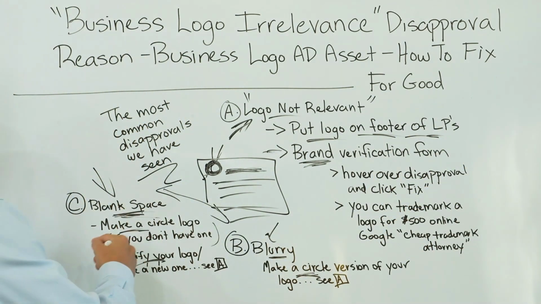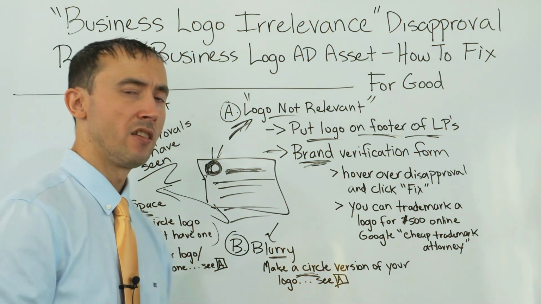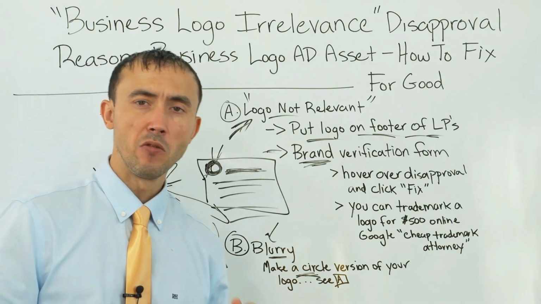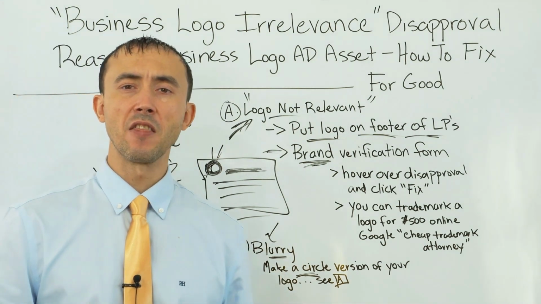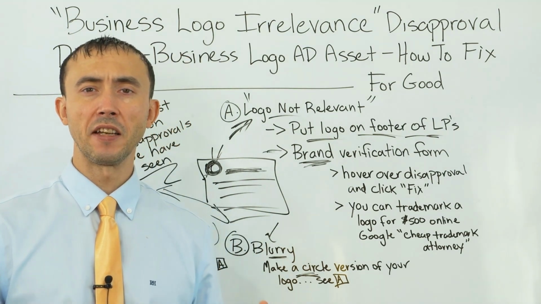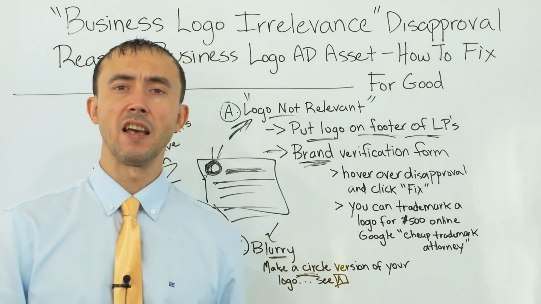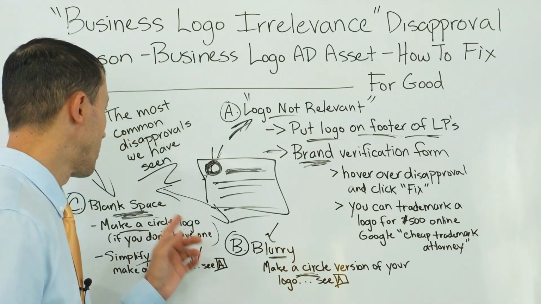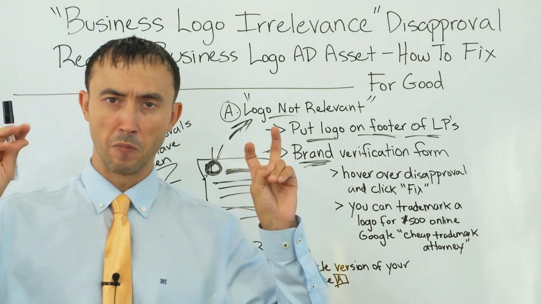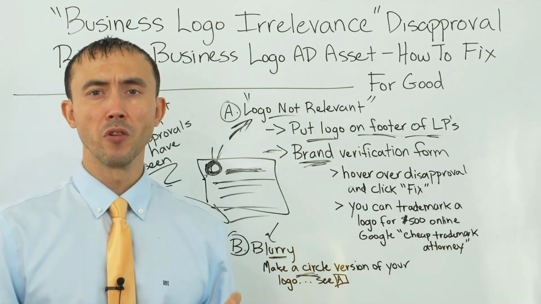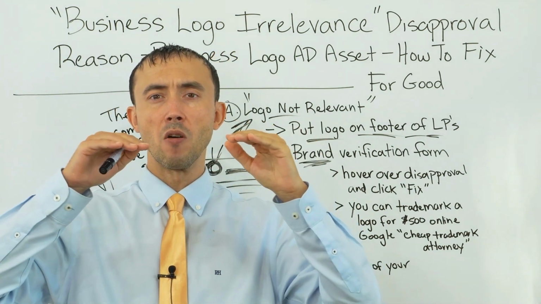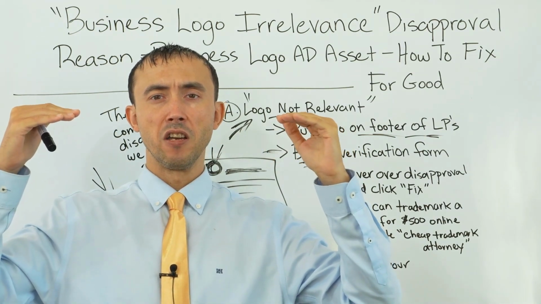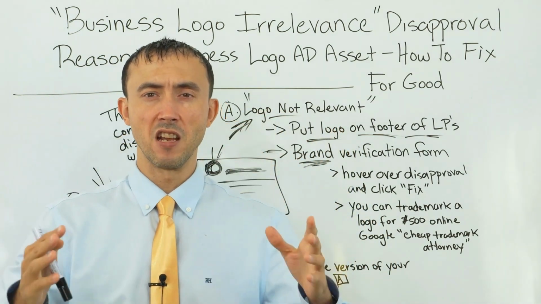Number 3 here, the third most common reason why you get this issue coming up is for reasons of blank space. And this is where you need to have a circle version of your logo. Blank space and blurry are linked together very closely in that if you're using a rectangular version of your logo as your business logo ad asset, sometimes you'll get disapproved for being blurry, sometimes you'll get disapproved for blank space. Blank space being because the logo itself is supposed to be completely filled with a logo. You're not supposed to have a text logo where you took your rectangular logo and submitted it, because there's a bunch of white space in there and it's unideal.